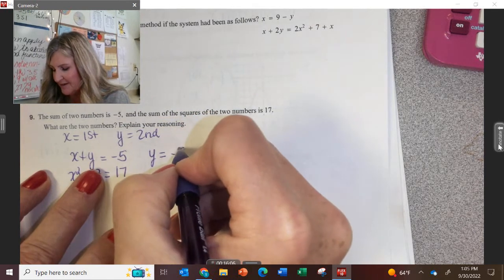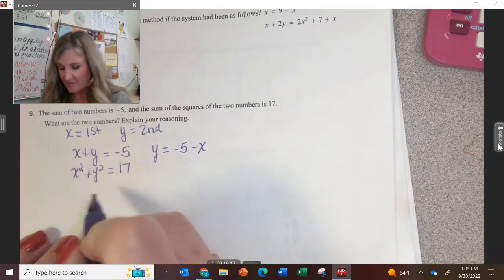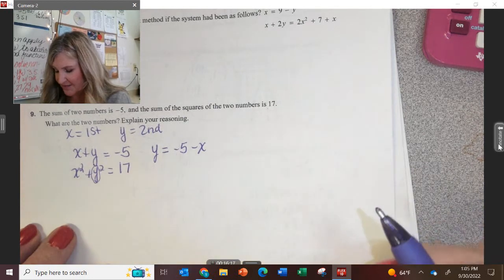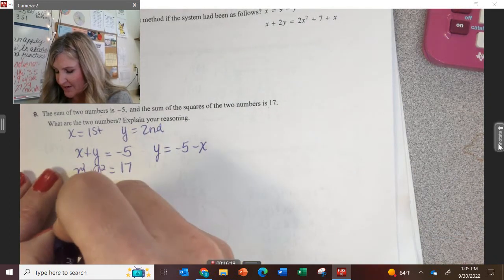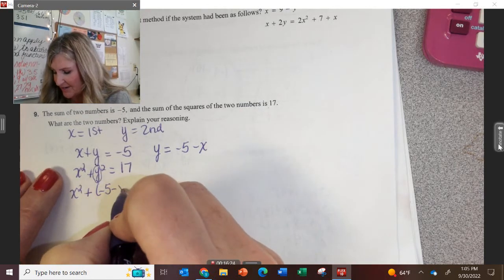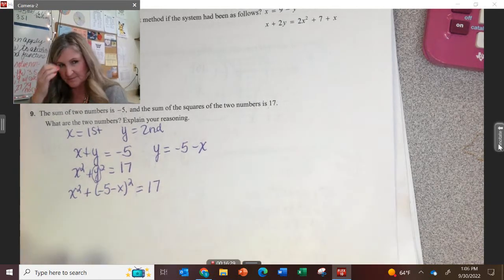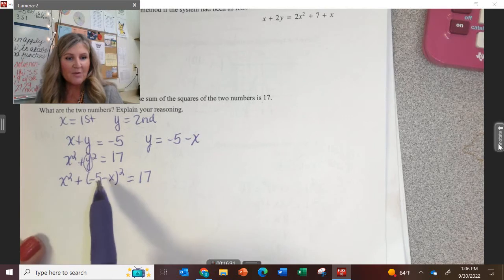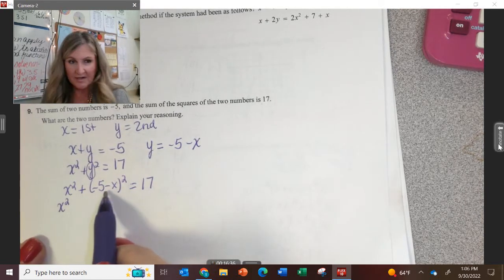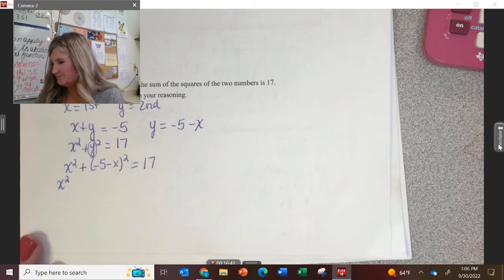So I will solve this for Y. What would Y be? -5 what? Minus X. I'm going to take this and substitute it in here, so it's going to get plugged in right there. So X squared stays the same. Y is going to become -5 minus X, then we have to square it, equals 17. I want you guys to go ahead, I'm going to write the X squared, figure out what this quantity squared is. This quantity right here.